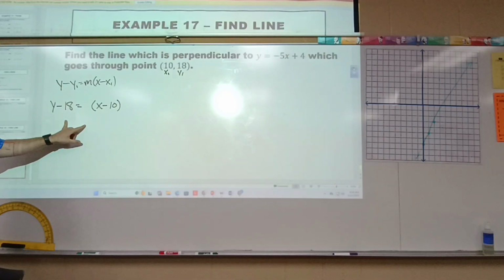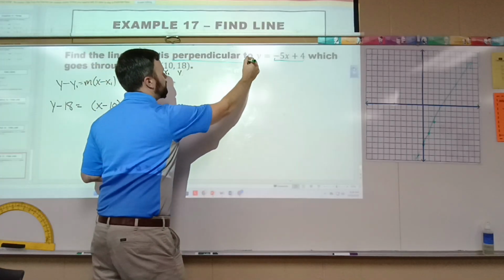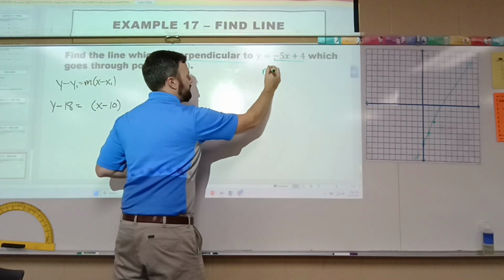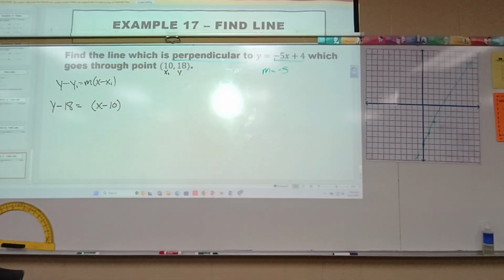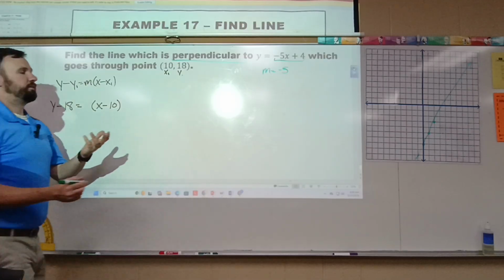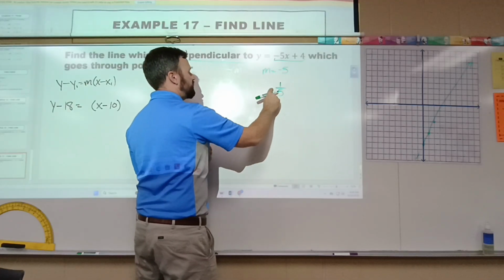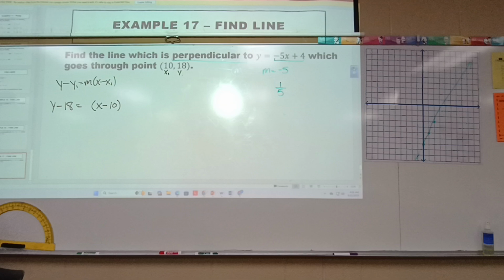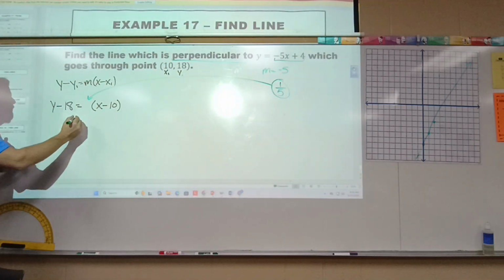So for the slope, it's going to be negative 5, right? Oh, got to read. Perpendicular. So this one slopes negative 5. What do I have to do to make it perpendicular slope? Flip it, and change the sign, right? Flip it and change the sign, right? So the slope of this one is going to be 1/5.